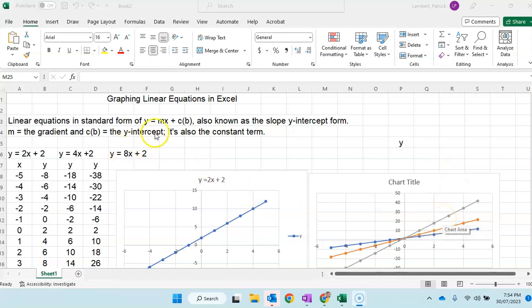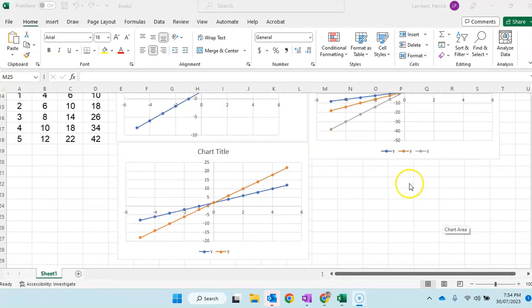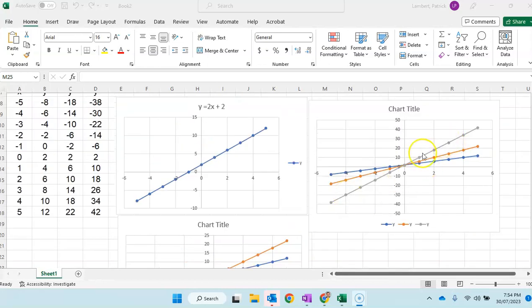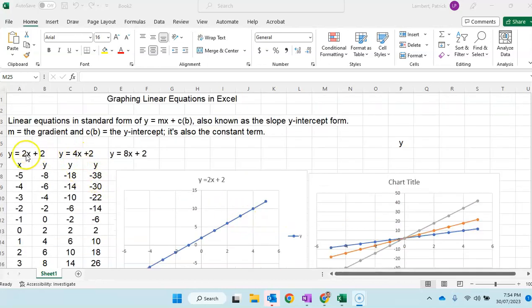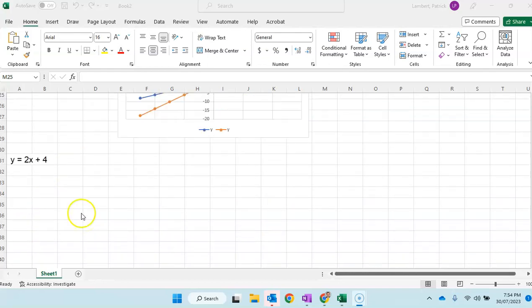In the first video, we covered how to graph and what changed the steepness, or the gradient, of the graph. And we saw that in the standard form of y equals mx plus c, or b, m equals the gradient and c, or b, equals the y-intercept, which is also the constant term. Each of these graphs, 2x plus 2, 4x plus 2, and 8x plus 2, cut the y-axis at 2, and each one was a little bit steeper. So the higher the m value, the steeper the graph. Let's see how the y-intercept moves it up and down the y-axis.